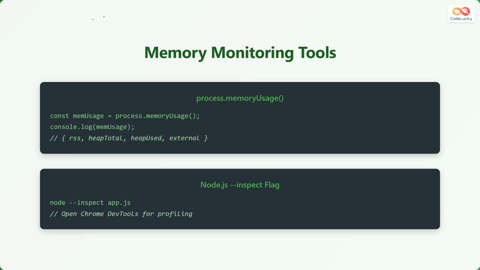Node.js provides several tools to monitor memory usage. The process.memoryUsage method provides detailed information about memory consumption, including the resident set size, total heap memory, used heap memory, and external memory usage. You can use the Node inspect flag when running your application to open Chrome DevTools, which provides powerful profiling tools for analyzing memory usage over time.